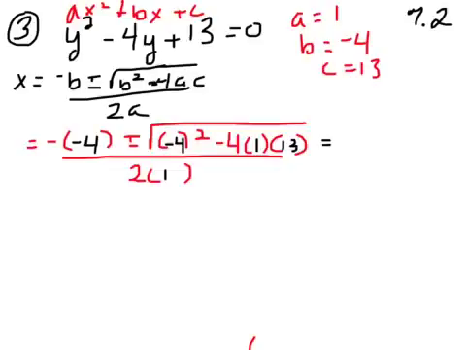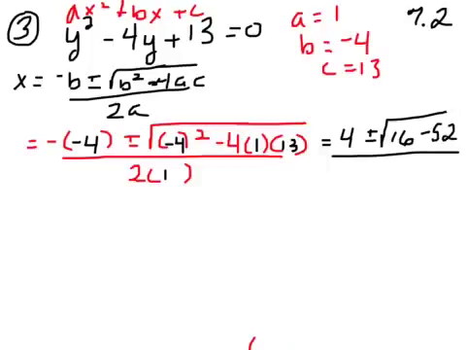So if we simplify that, a negative 4 is a positive 4. Then I have the plus or minus the square root. Negative 4 squared is 16. Negative 4 times 1 is negative 4 times 13 is negative 52. And on the bottom we have 2 times 1 is 2. All right, we get 4 plus or minus the square root of 16 minus 52.